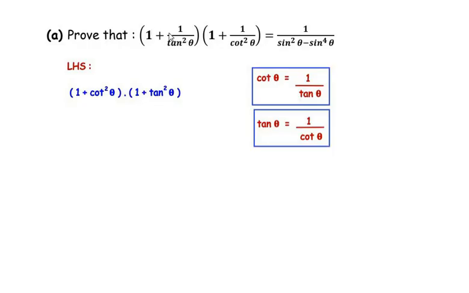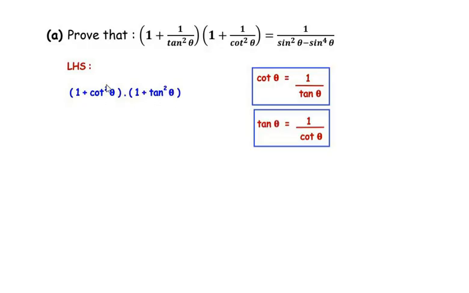Now here we can see that we have got 1 over tan square theta. So we can replace this 1 over tan square theta by cot square theta. That is its reciprocal function. So this first bracket becomes 1 plus cot square theta times, now for the second bracket we have written 1 plus 1 over cot theta is tan theta. So 1 over cot square theta becomes tan square theta.